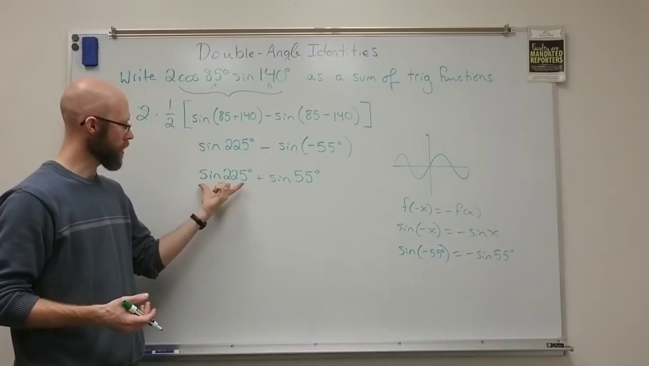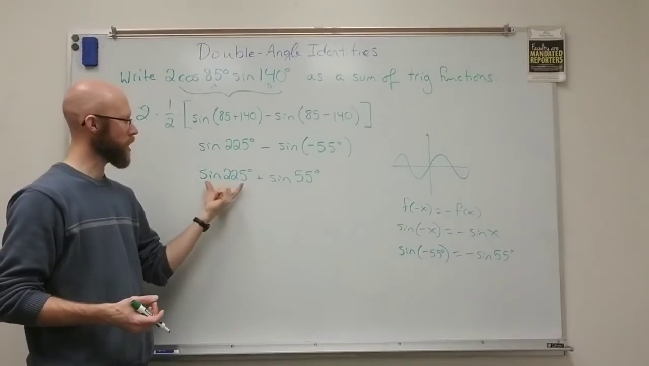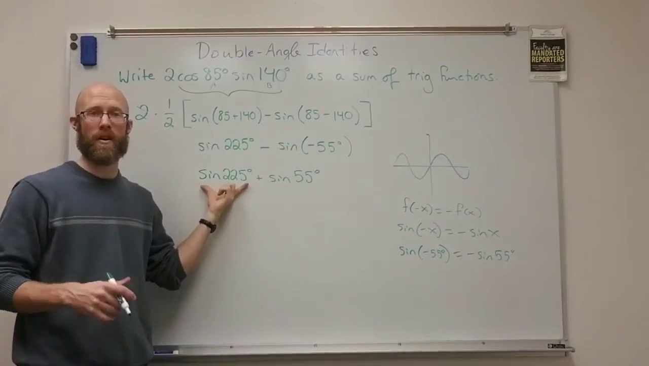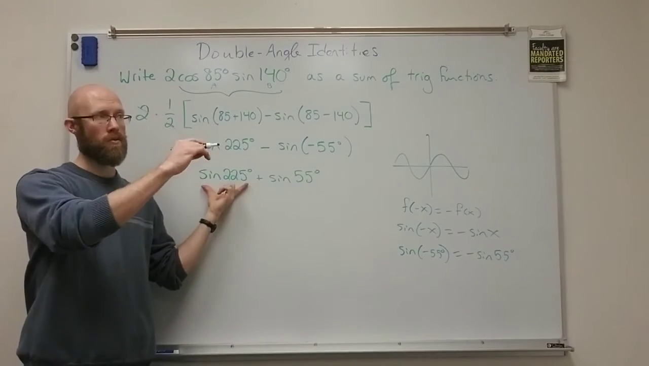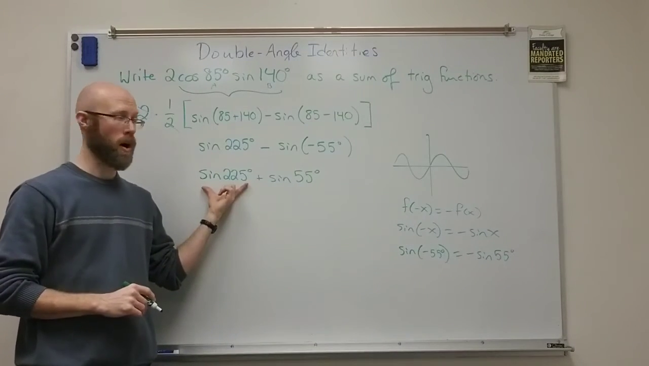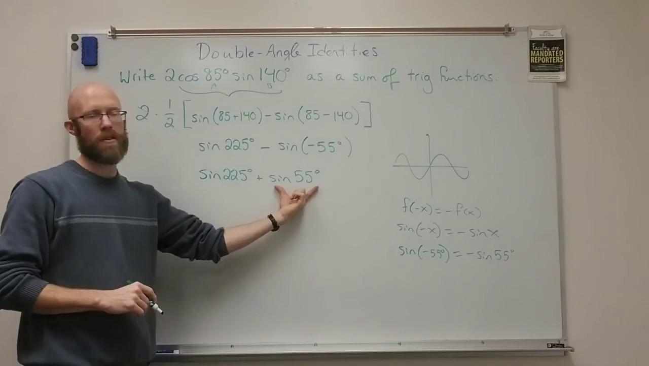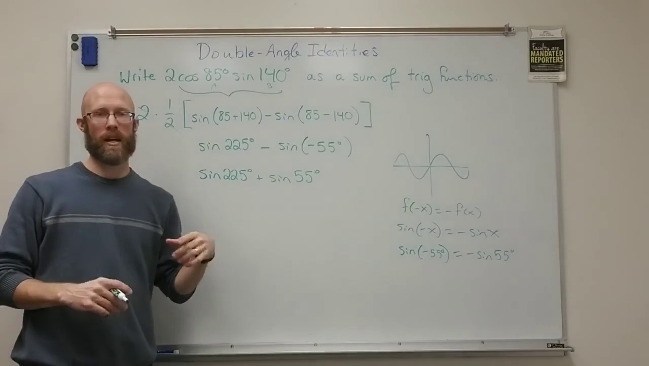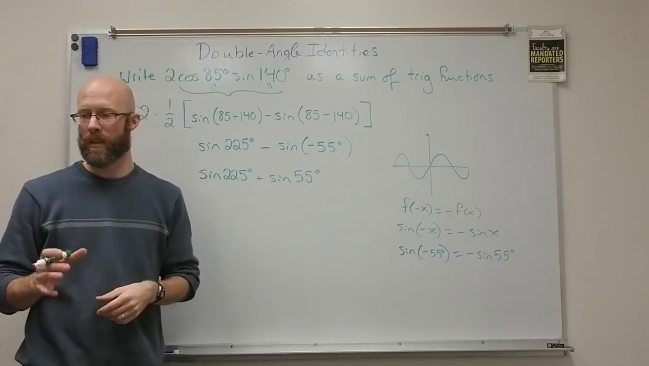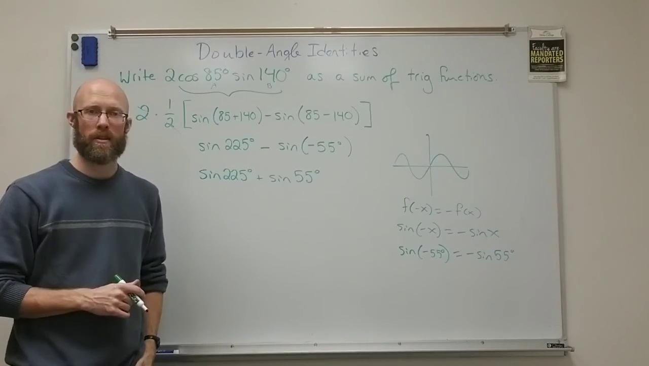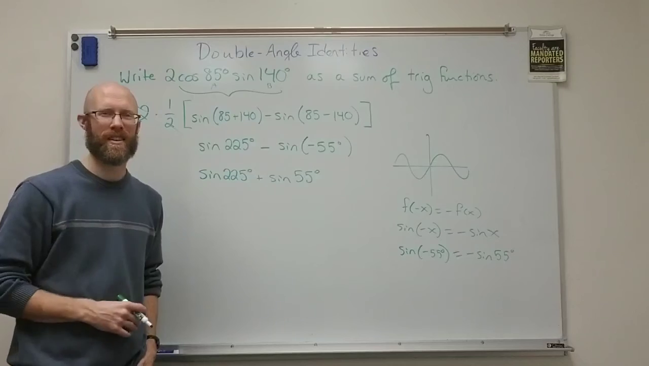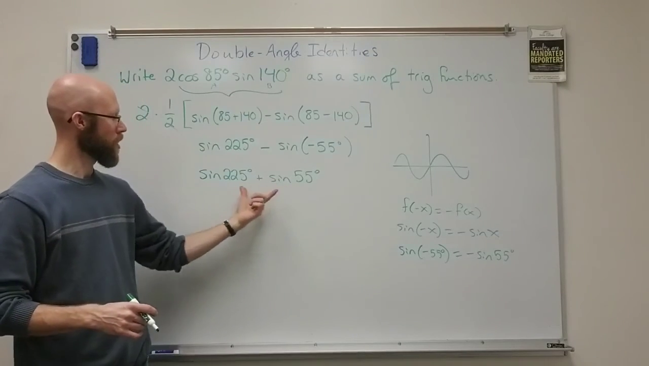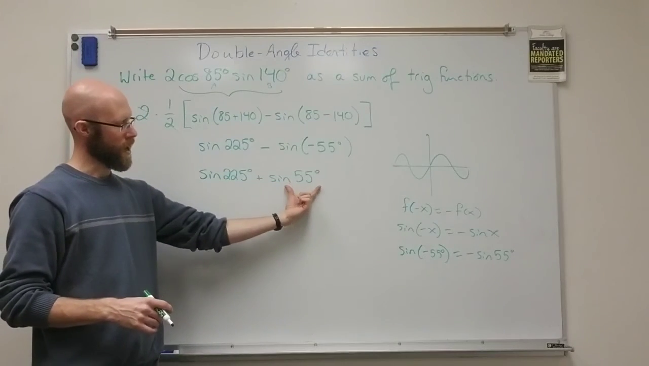I can't really evaluate that. I could actually evaluate the sine of 225 because 225 is a 45-degree angle in the 3rd quadrant. But the sine of 55 is not one of the angles here. 55 is not an angle on our nice triangles, our special triangles. Couldn't think of the word. And so I can't really evaluate this one.